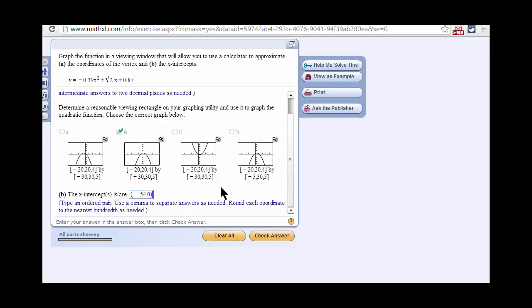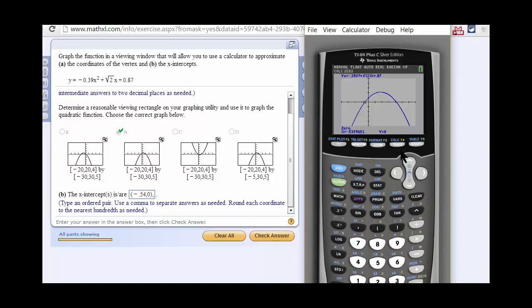But I can't stop there. So I put a comma here, and I get ready to go through this little song and dance again. Okay, second trace, 0. Yes, I'm on the left, but I really want to be closer. I'm looking for this x-intercept now. So I'm going to let my left bound be, I don't know, looks good. About there. And then my right bound will be about here. And my guess will be about there.